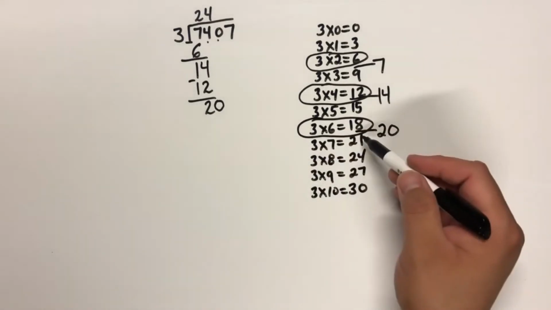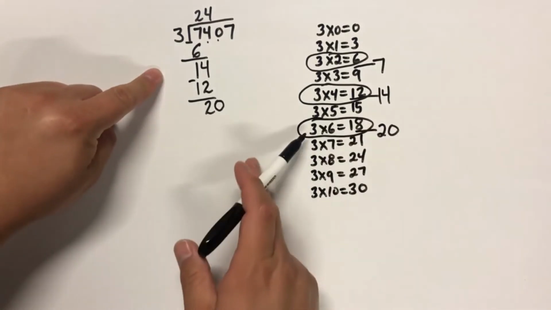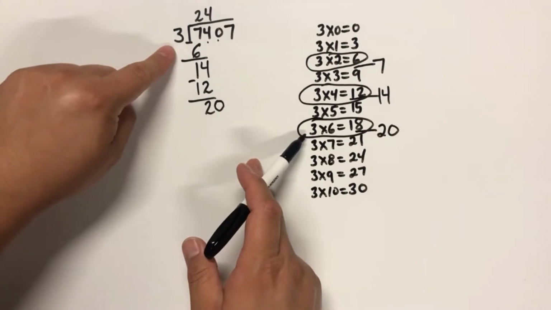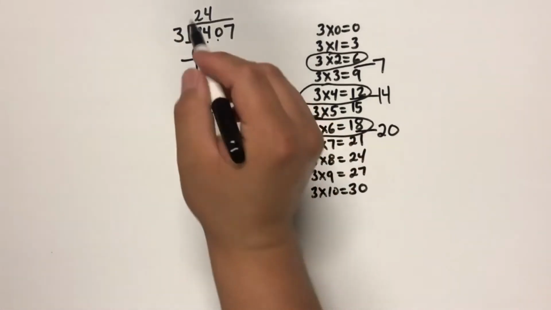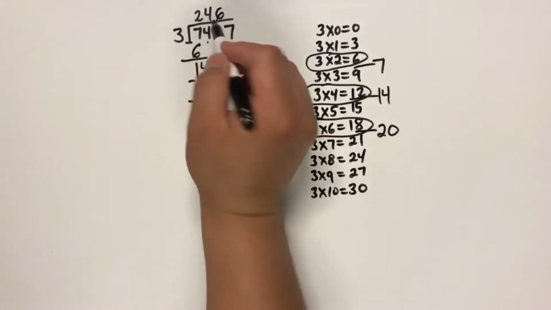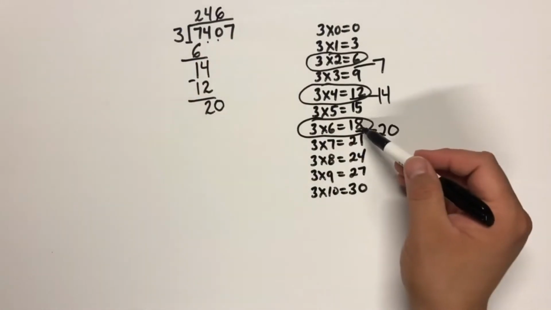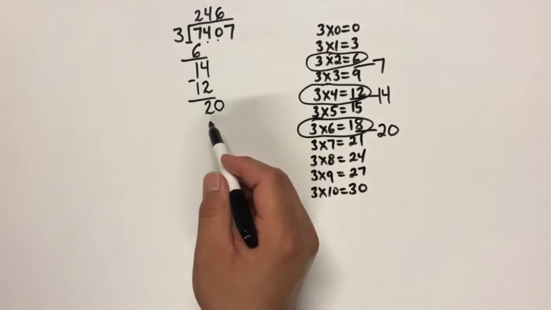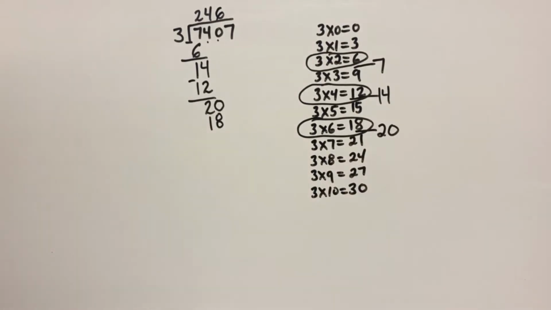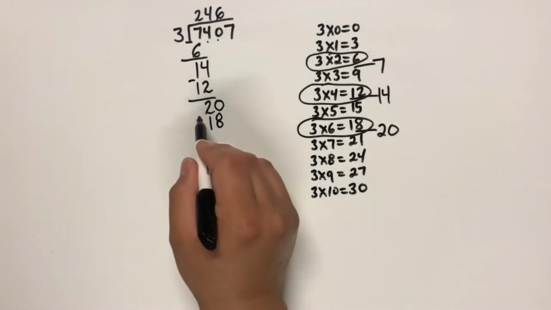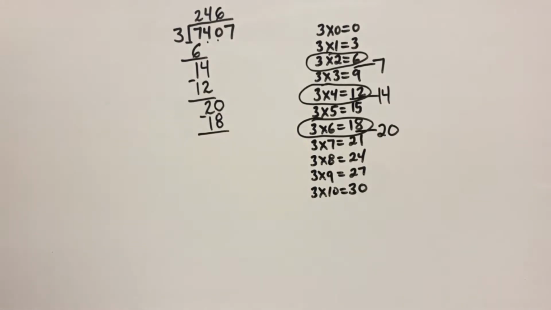And I'm going to use those numbers over here. That 3 that is right there is this 3 right here. And this 6 right here is going to go on top of the 0. And that 18 is going to go underneath the number 20. And I'm going to perform a subtraction of those two numbers. 20 minus 18 is 2.